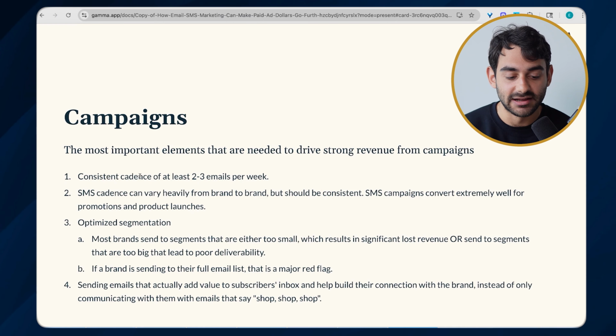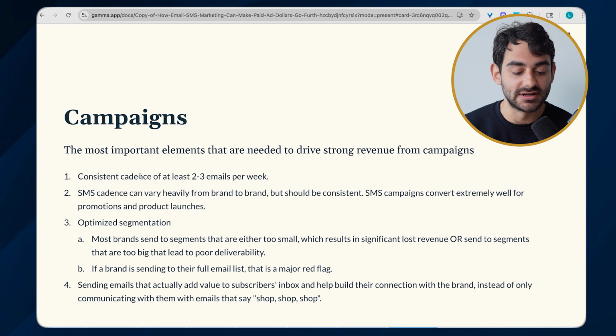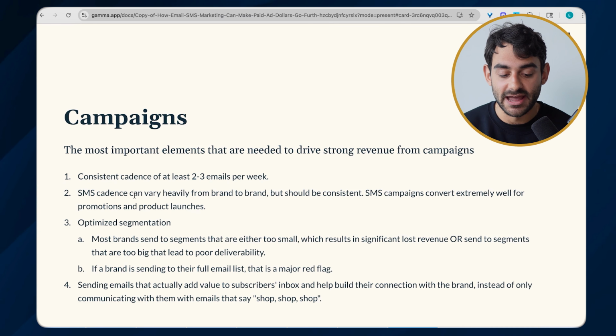But ultimately at a high level, this is what you need to know. You need to be sending a consistent cadence of at least 2 to 3 emails per week. This is super important because if you just don't send emails for a few weeks and then start sending them again, people are going to forget why they subscribed in the first place and they're going to unsubscribe. Your SMS cadence can vary heavily from brand to brand, but it should also be consistent.